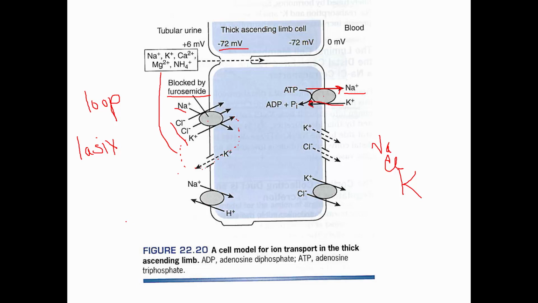It's a loop diuretic. So when furosemide blocks this transporter, then we have sodium, potassium, and chloride in the filtrate. We don't have sodium, potassium, and chloride over here. So we have ions going out in the urine instead of being concentrated in the interstitium.